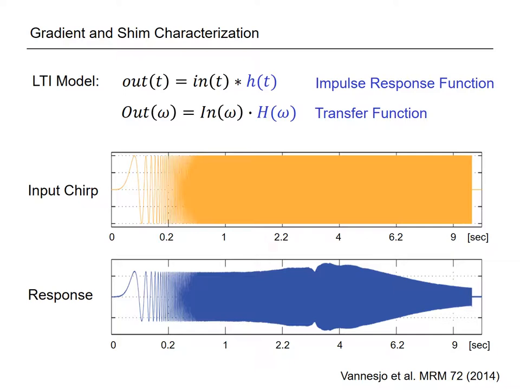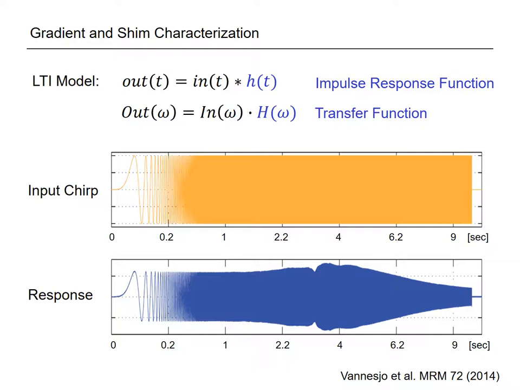To begin with, we want to characterize the dynamic behavior of our gradient and shim system, and to do this we model the system as linear and time invariant. Such a system can be completely described by its impulse response function, and any output is given by the input convolved with the impulse response. In the frequency domain, this corresponds to a multiplication of the input with the transfer function.